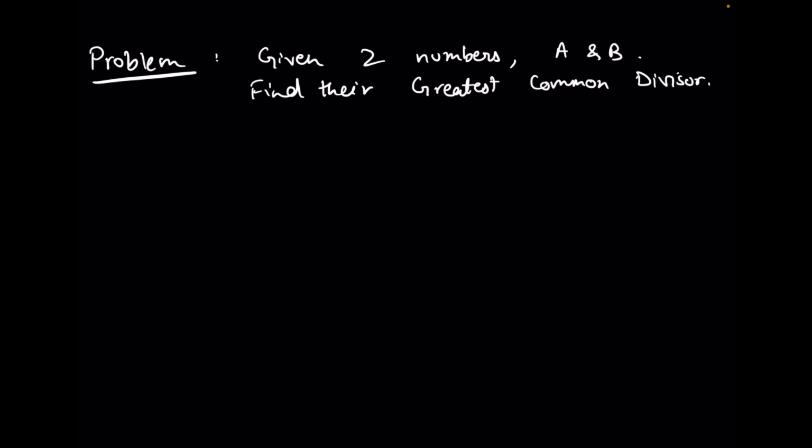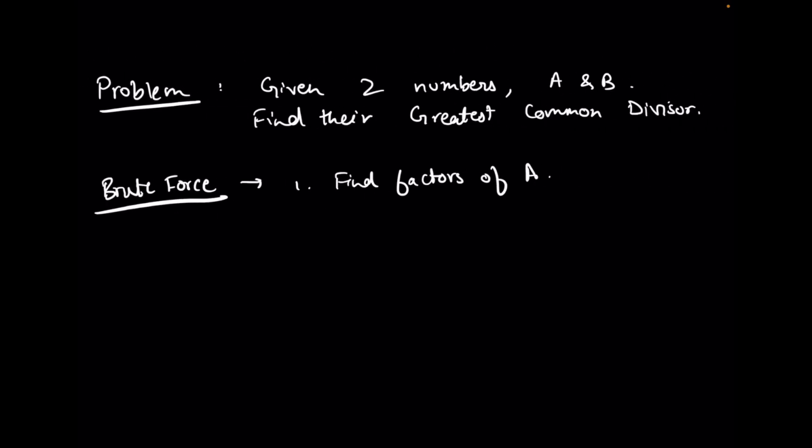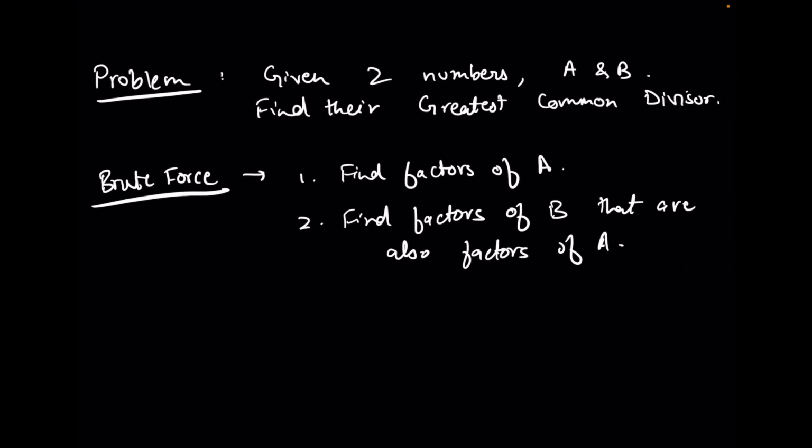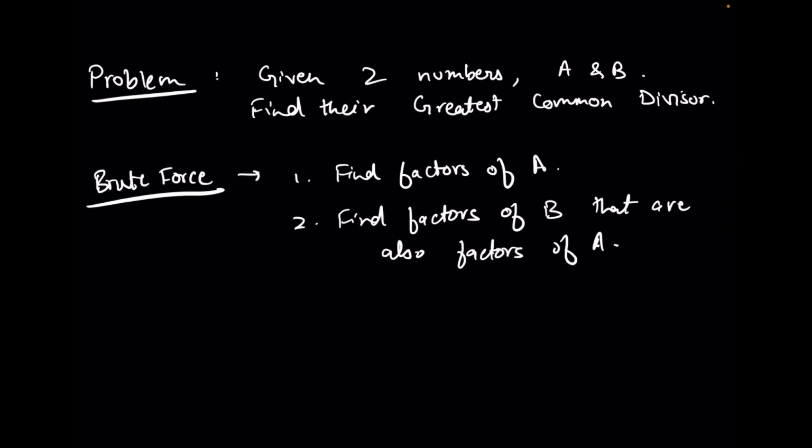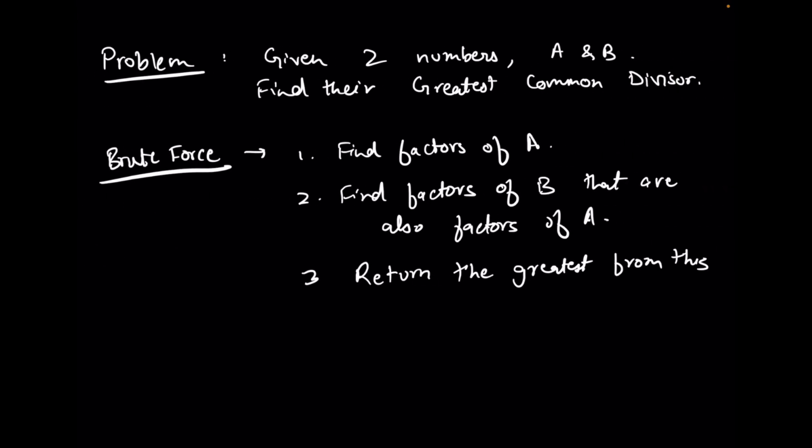So this problem can be done in kind of a brute force solution, where the first step would be finding all the factors of A. Then the second step would be finding the factors of B that are also the factors of A. In the second step, we'll get all the common factors that A and B have. After we found all these common factors, all we need to do is return the greatest of these. And that would solve our problem.